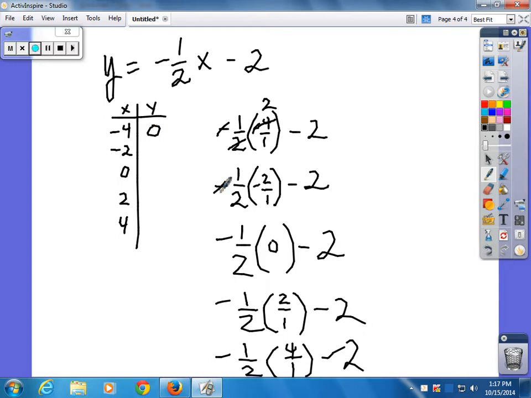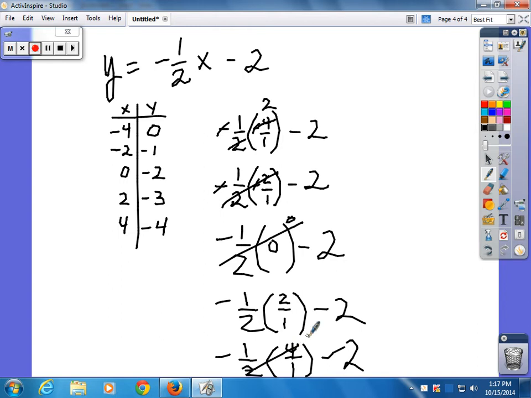What happens to the negatives? They cancel. What's 2 over 2? 1. And what's 1 minus 2? -1. That's right, class. What's 0 minus 2? -2. So now we see a pattern: 0, -1, -2. What are the next two going to be? -3 and -4. Let's check it.